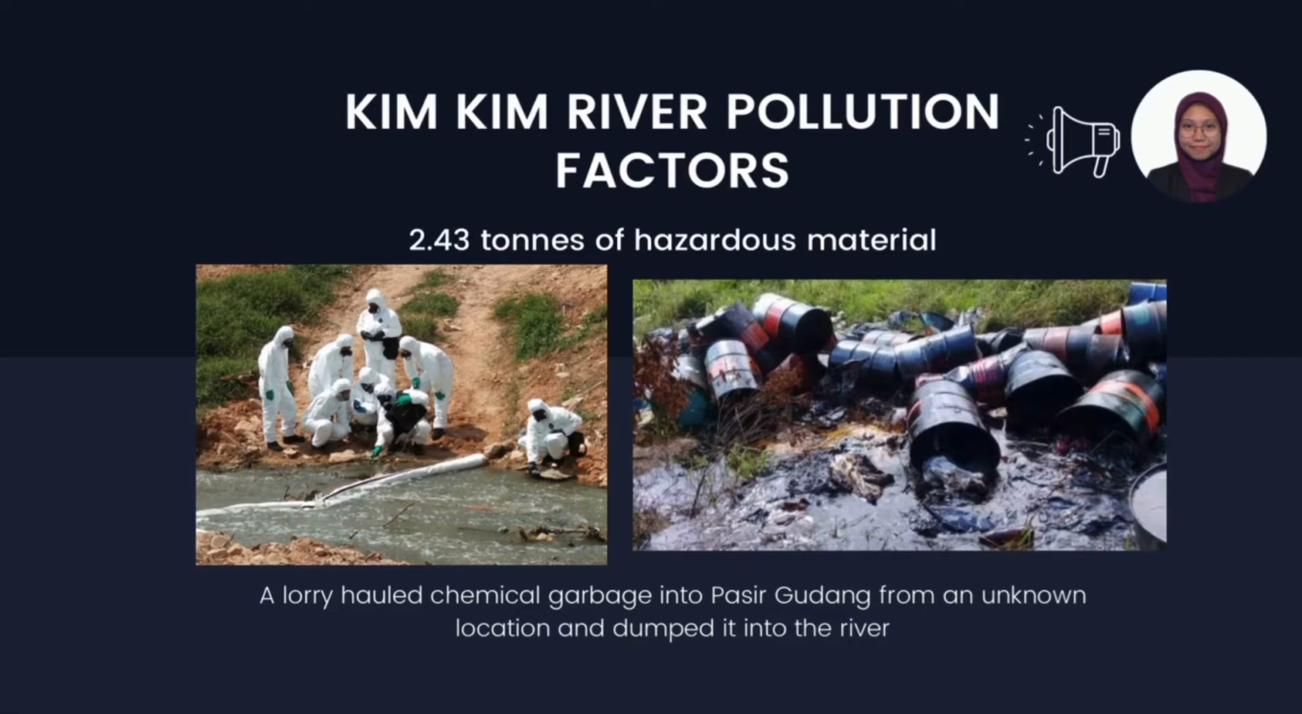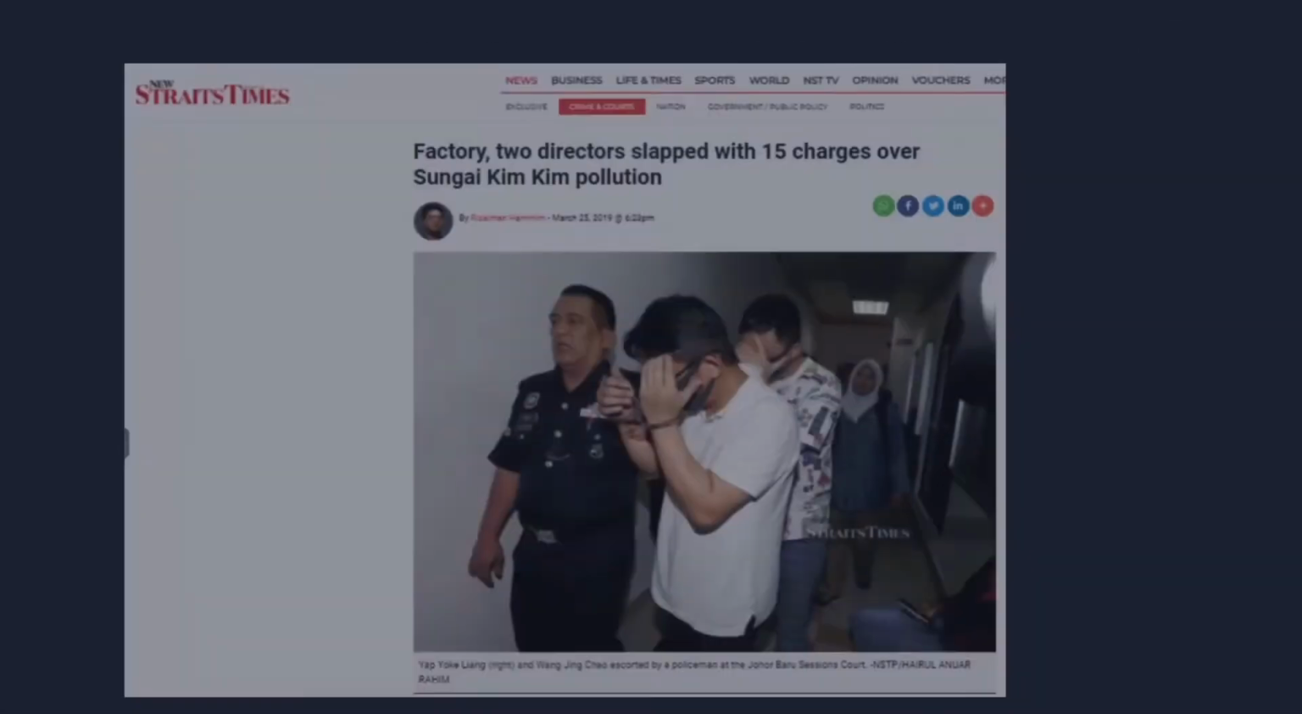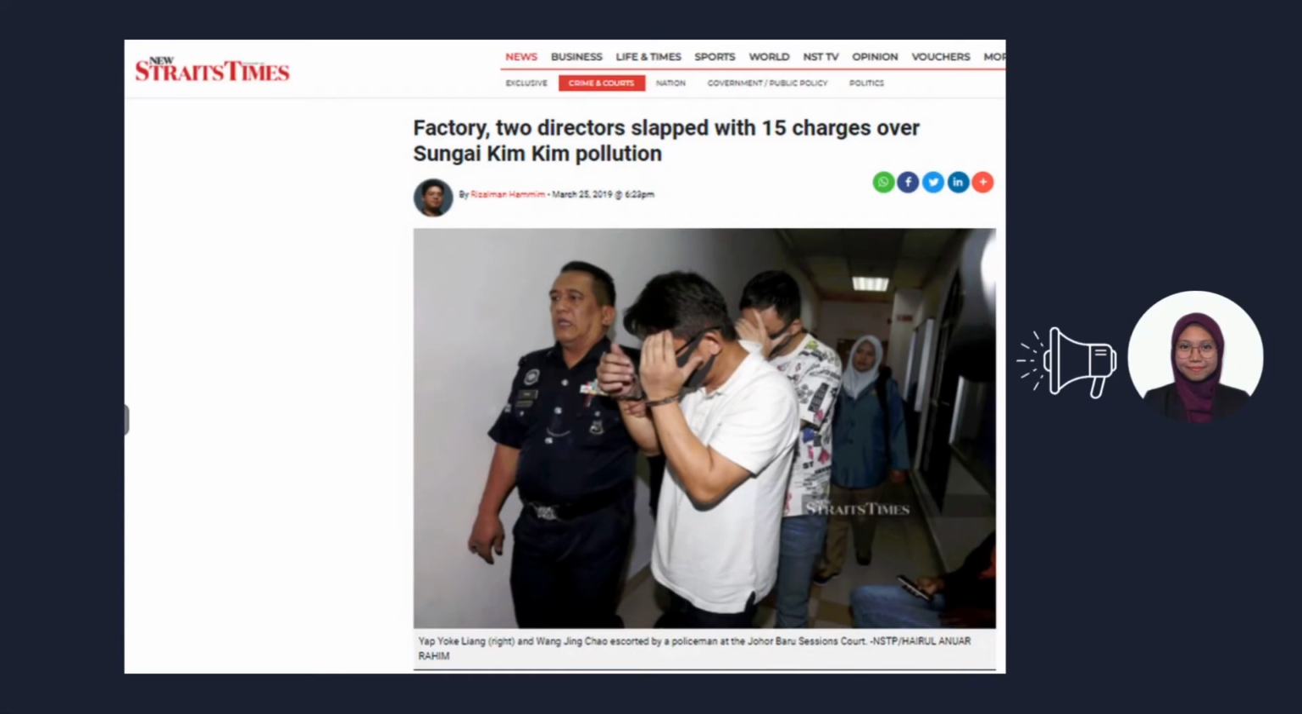At least 15 different types of chemicals were also discovered, including colorless and very poisonous hydrogen cyanide, according to fire and rescue personnel. The inhalation of this toxic smoke is exceedingly deadly, and the result is immediate. New Straits Times further reported the offenders causing the Kim Kim River to be polluted due to chemical residue. The offender, who is the director of the factory, was convicted on 15 charges.